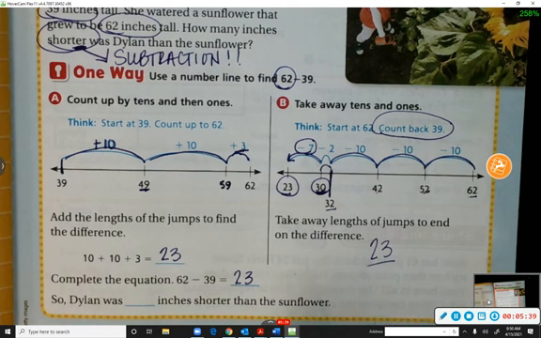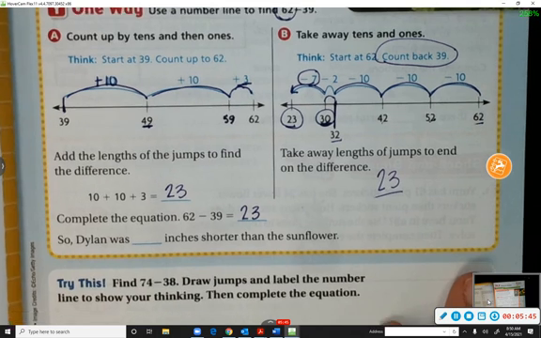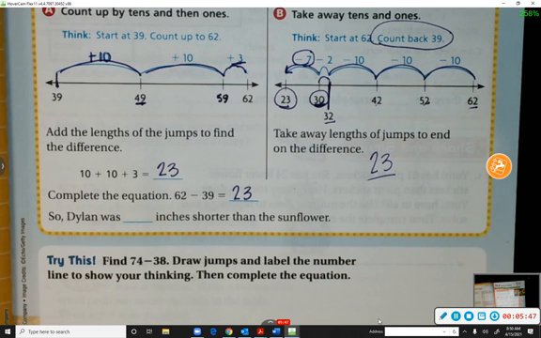Definitely not a strategy that I would recommend using, but why do we go over these? To practice. You've got to know what they look like. You've got to know that subtraction usually goes backwards, and addition usually goes forwards.